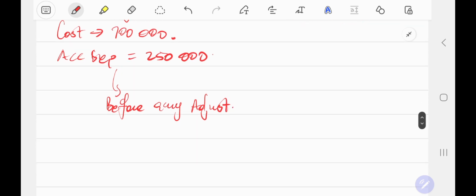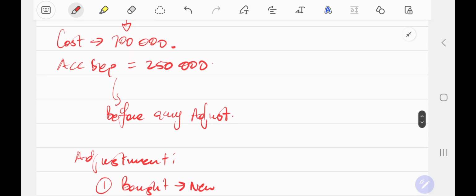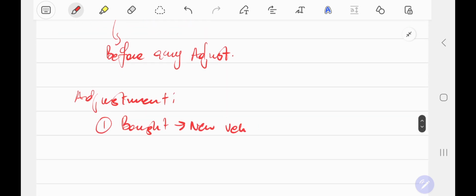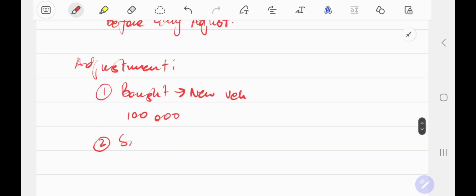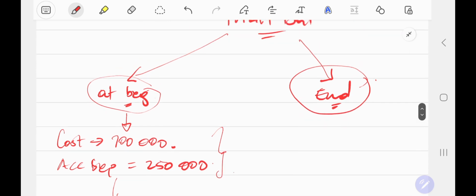So maybe the adjustments say, adjustment 1, we bought a new vehicle. We are working with vehicles, a new vehicle, maybe for 100,000. And then another adjustment says you sold a vehicle with an original cost of maybe 80,000. So let's say this is what you have, and the amounts that are given are amounts at the beginning of the year.